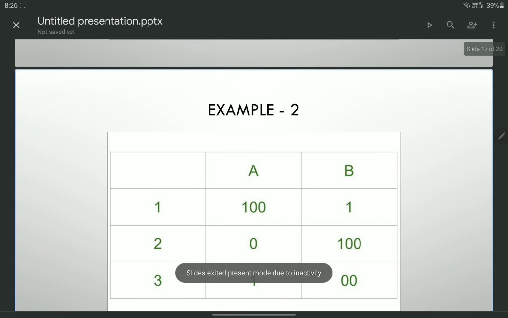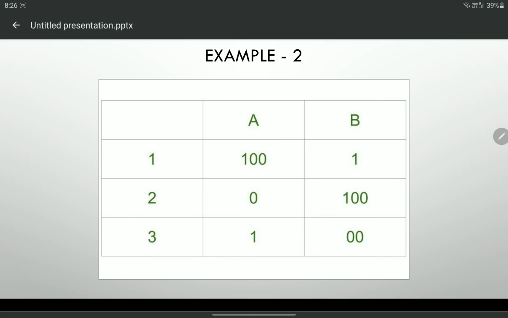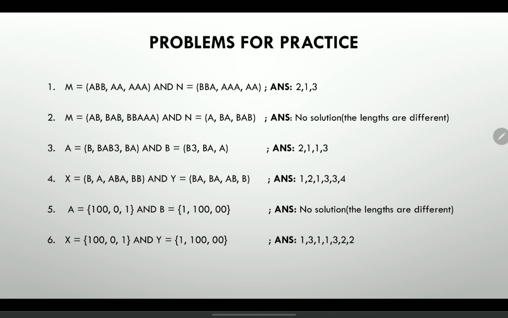Now we have completed seeing this example 2, in which we have concluded that there is no solution. I have shown here a few problems for practice where we have two lists of elements, and we have to find whether there exists a solution for this post correspondence problem. I have given 6 problems, and I have also given the answer along with the question, so that you can check whether you are doing the problems correctly or not.